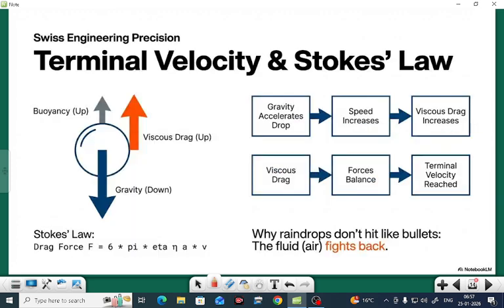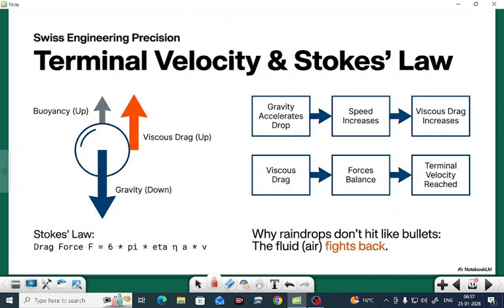Now terminal velocity and Stokes' law. Here you can see Swiss engineering precision. In terminal velocity, we use Stokes' law. Gravity accelerates the drop, speed increases, and viscous drag increases. Viscous drag gives a force balance, which gives the terminal velocity.